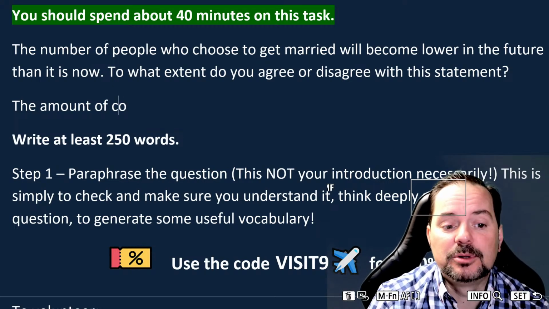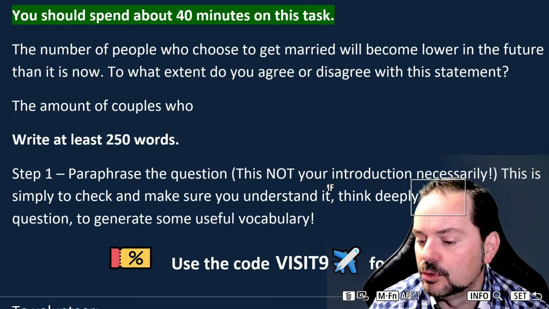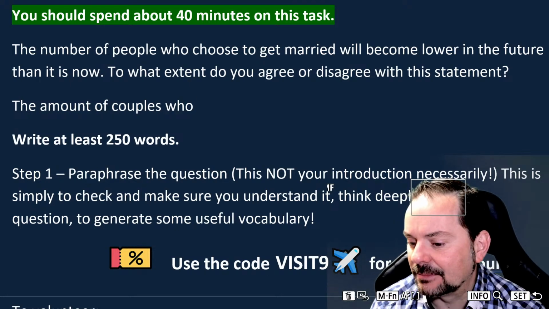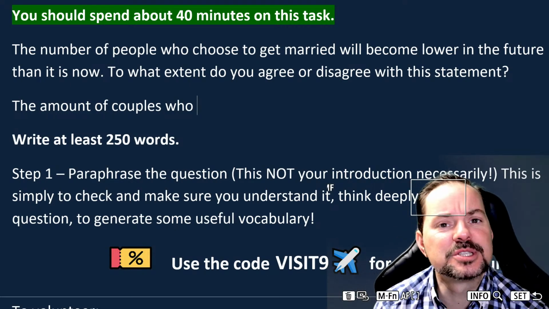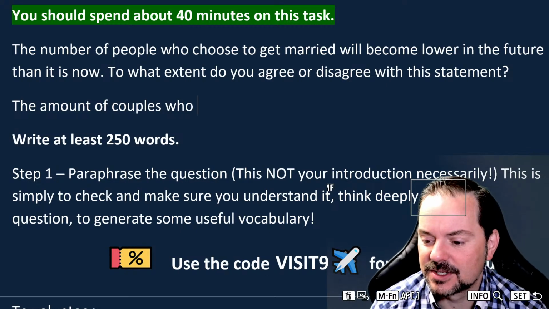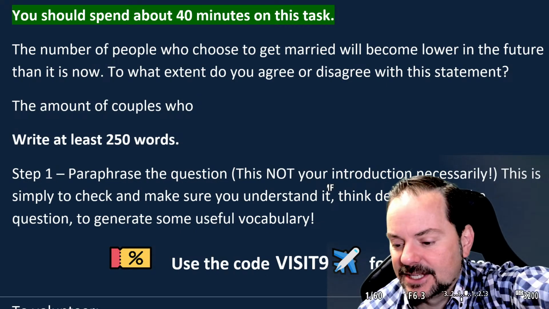The amount of couples who choose. Instead of individuals, Elizabeth says, yeah, that's better, right? Individuals kind of almost sounds strange or awkward in this context, right? So you're always paying attention. Ghazi, nice to see you in the class.